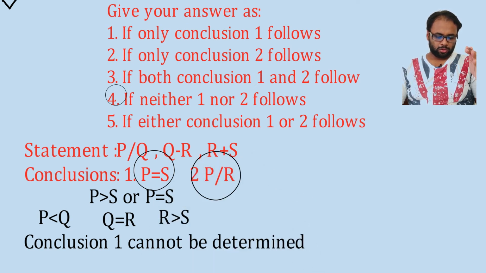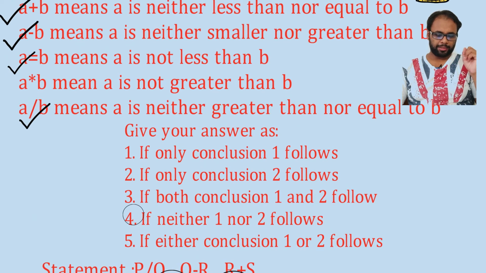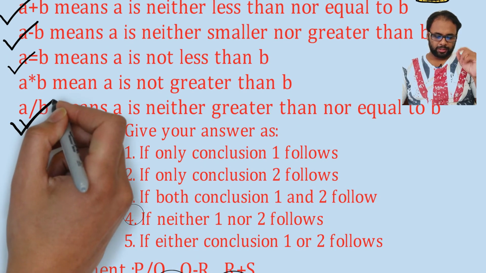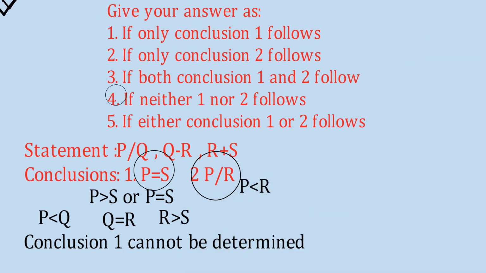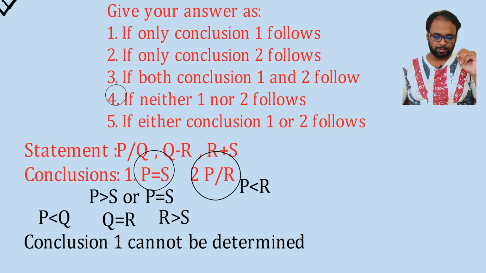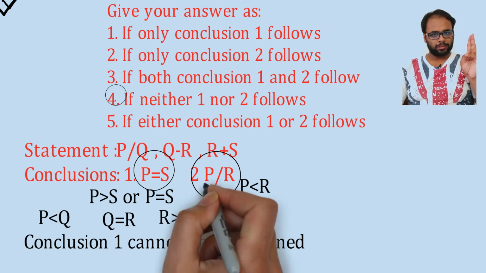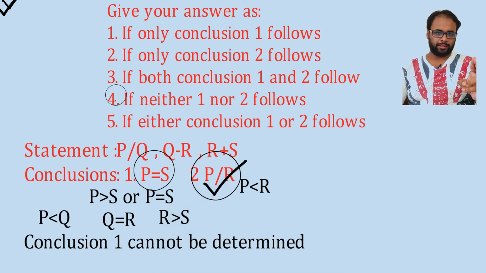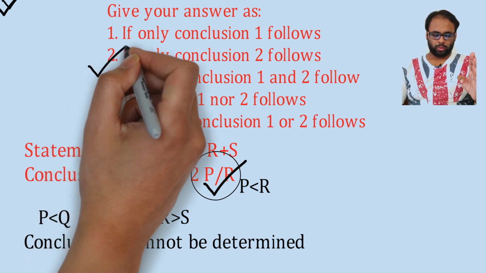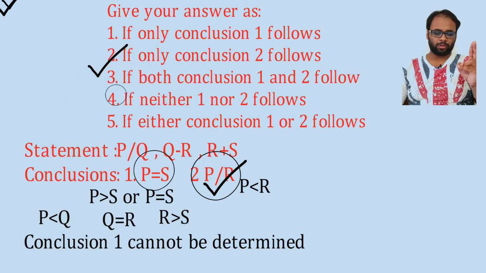So let us see the conclusion 2, which is P divided by R. So divide by means A is neither greater than nor equal to B. So it means that P is smaller than R. Is it true? From the statement, let us see. P is smaller than Q we have and Q is equal to R we have. So definitely P is smaller than R. From the statements we can say. So P smaller than R is true if you see the statements properly. So definitely option second, that is the conclusion 2 follows. Okay, so only conclusion 2 follows, that is option 2 is correct. So 2 is the answer here.